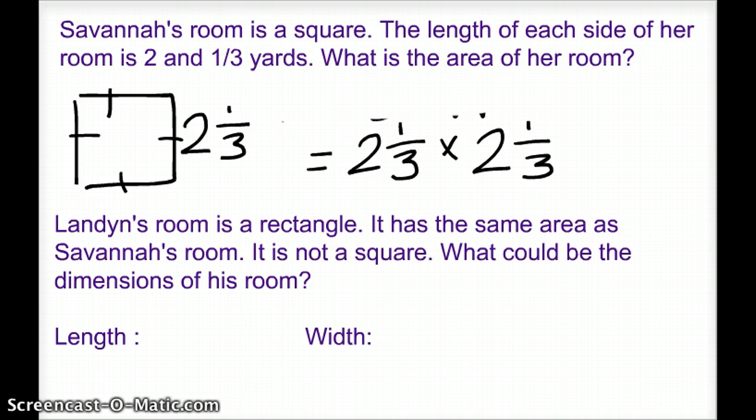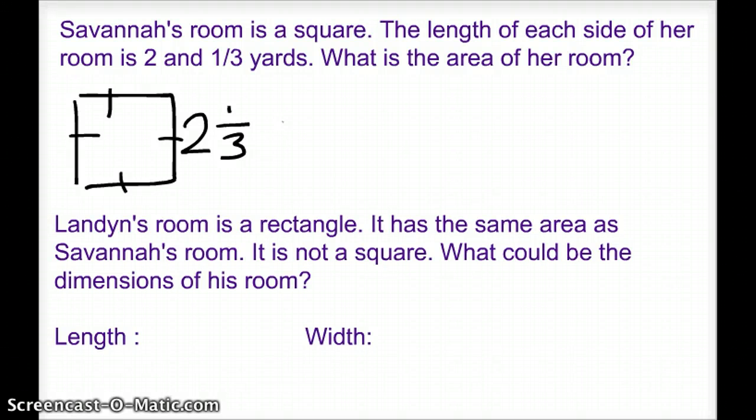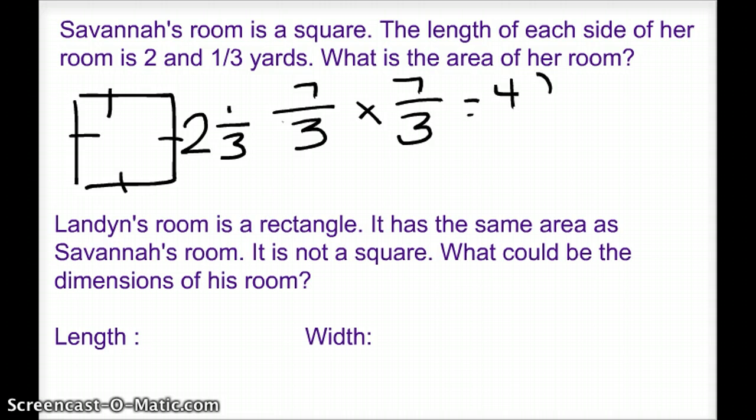Can I do 2 1/3 times 2 1/3? I really hope you're saying, no, you can't. Those are mixed numbers. You can't multiply them. You need to change them into improper fractions. 2 1/3, remember to do it. You're going to do 3 times 2, which is 6, plus 1 is 7. 7/3 times 7/3, which is going to be 7 times 7 is 49 over 9.